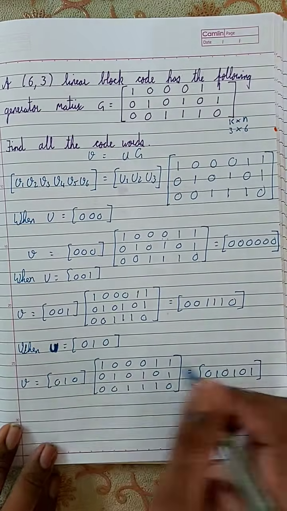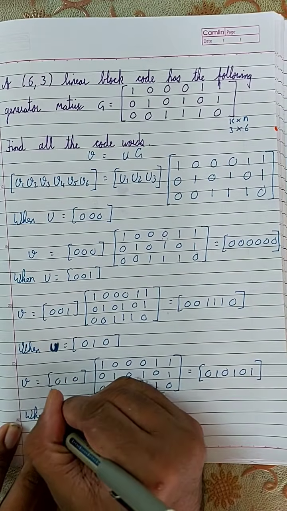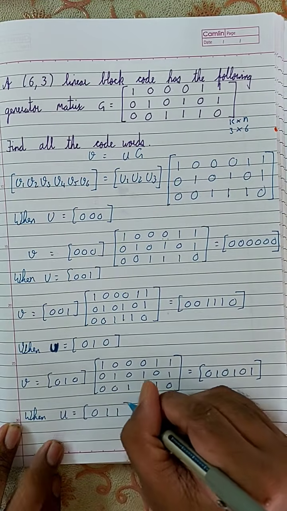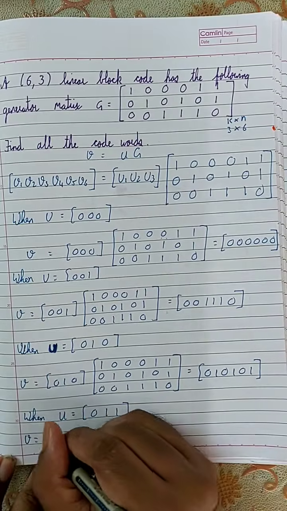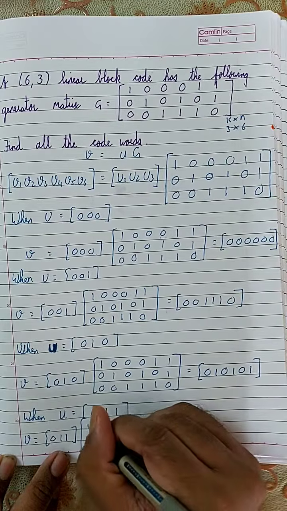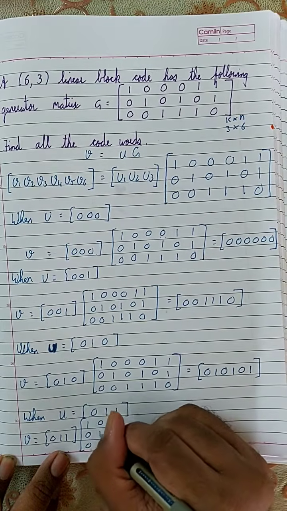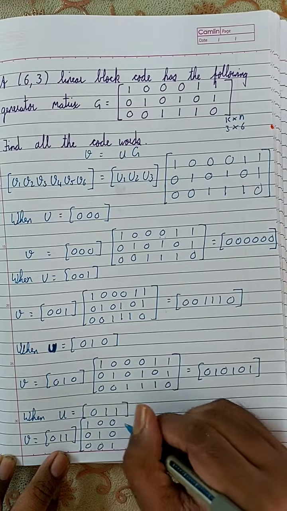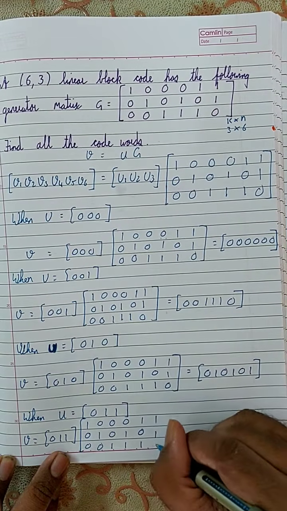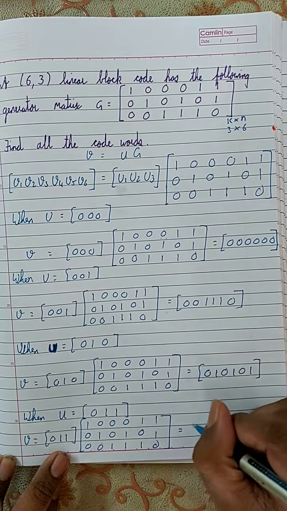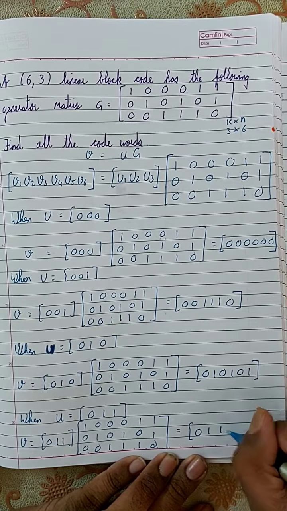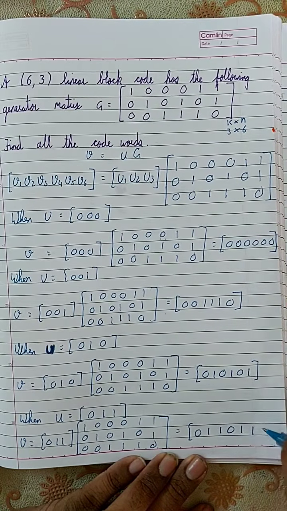Now let's find the code word of the fourth message. When u is equal to 0 1 1. Okay, so then v is equal to 0 1 1 into, and over here is 1 0 0 0 1 0 0 0 1 0 1 1 1 0 1 1 1 0. Okay, so in that case you will get 0 1 1 0 1 1.